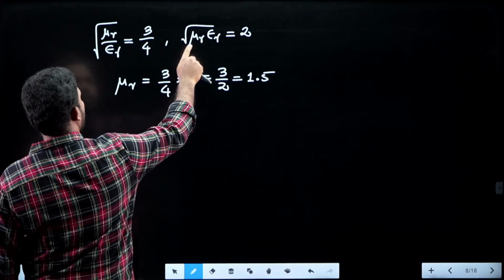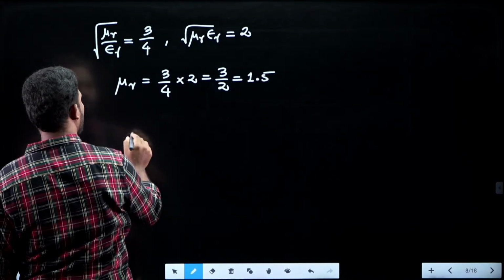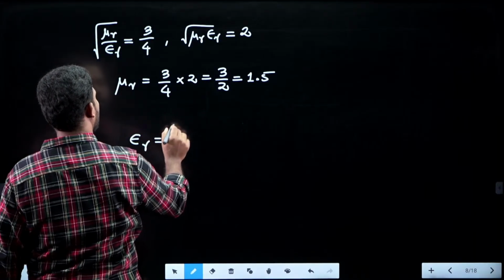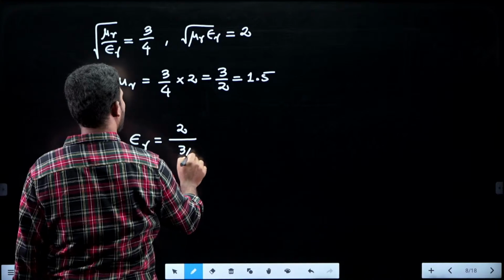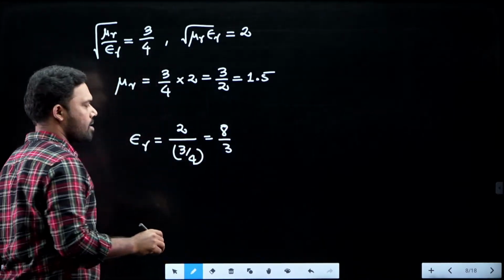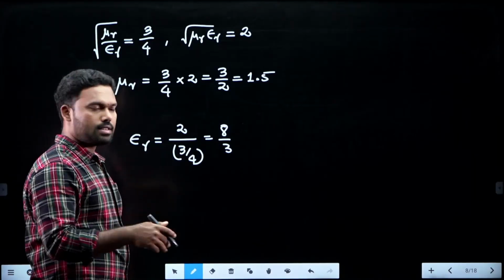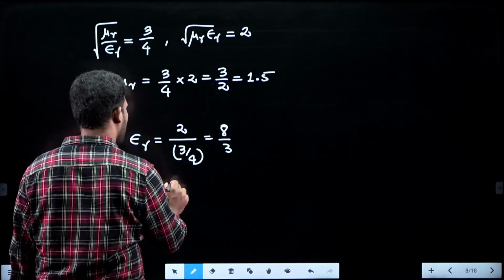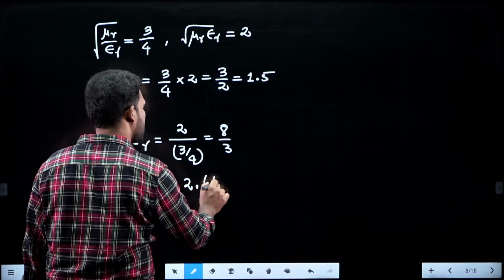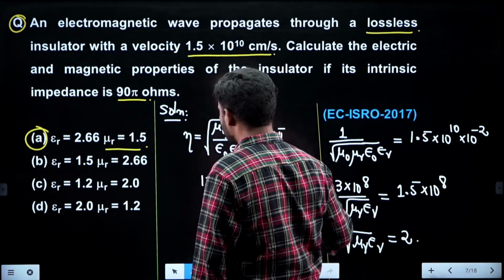I am going to divide this by this. So you are going to get epsilon r is equal to 2 divided by 3 by 4, which is 8 by 3. Okay, 9 by 3 is 3, 8 by 3 is less than 3. So epsilon r is equal to 2.66. So 2.66, yes, option A is the answer.